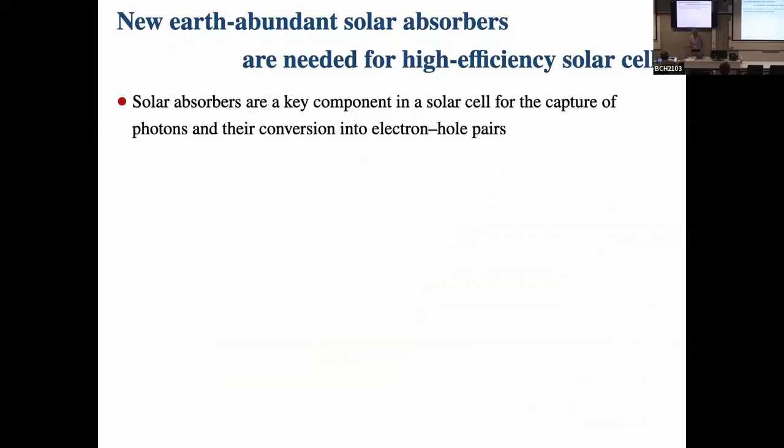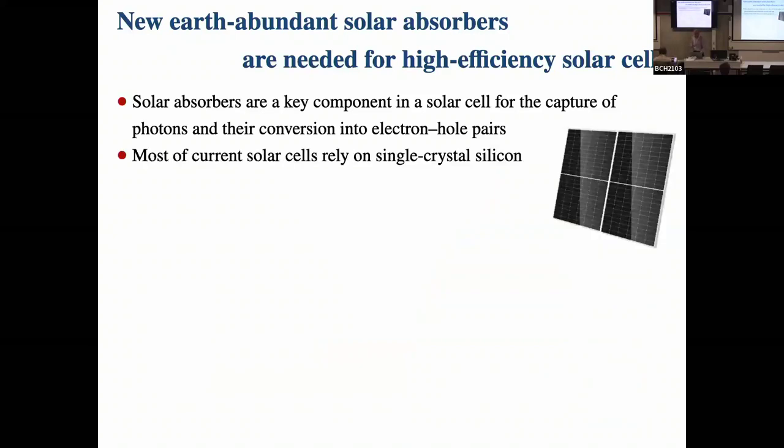So just to give you an example, if you are looking for Earth-abundant solar absorbers, okay? The solar absorber is the layer that's basically creating the electron pair. The one that is used the most often at the moment is silicon.